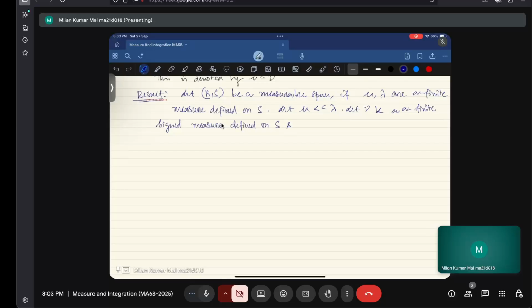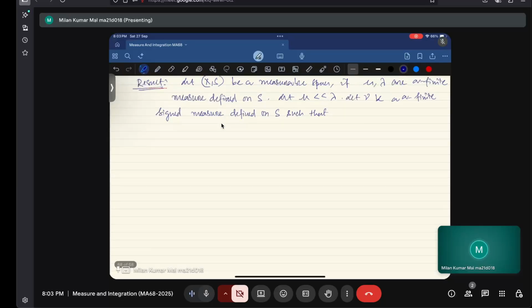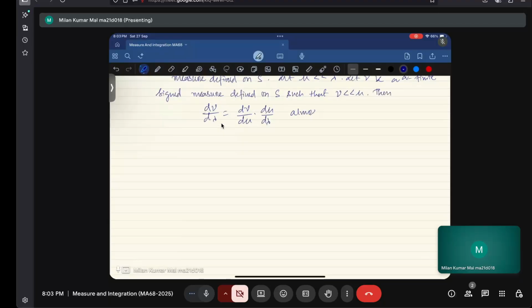Defined on S such that mu is absolutely continuous with respect to mu, then d nu by d lambda is equal to d nu by d mu times d mu by d lambda, almost everywhere. So we'll be using this result with respect to the measure lambda.